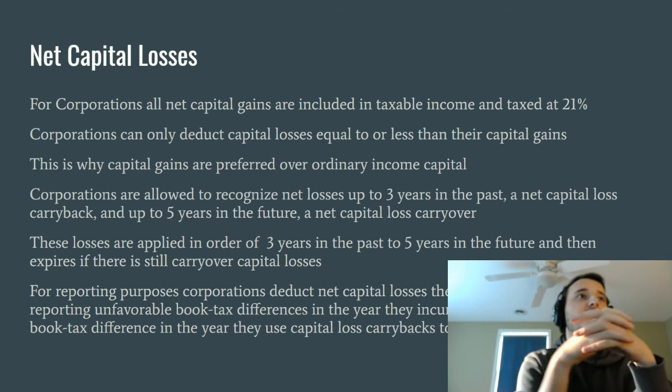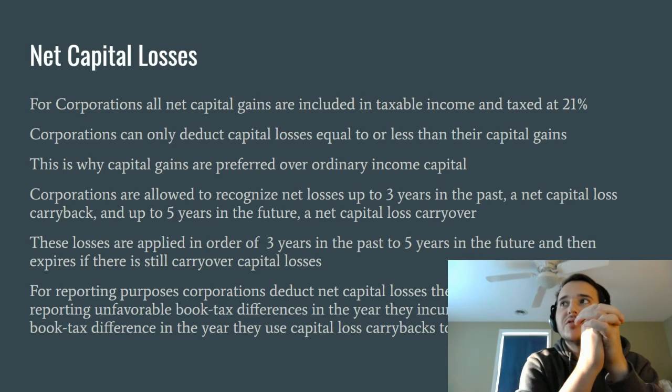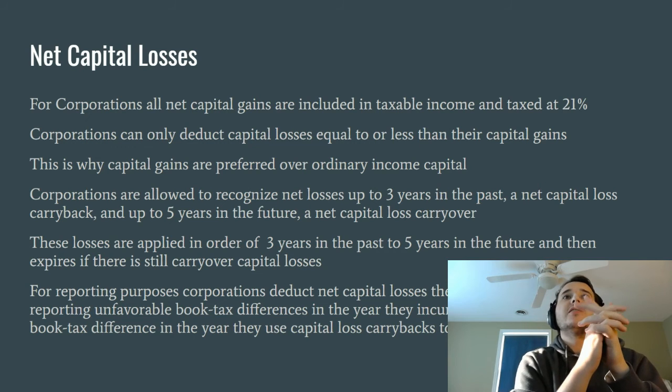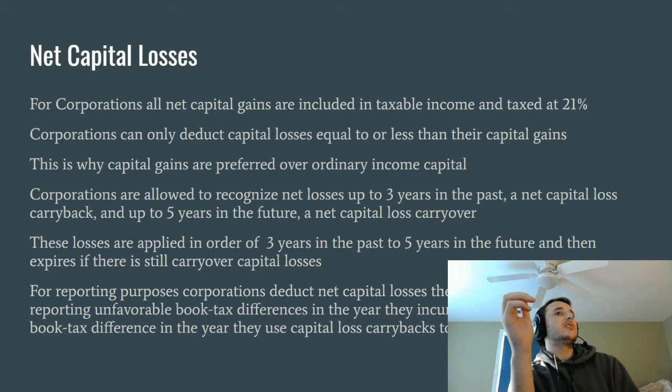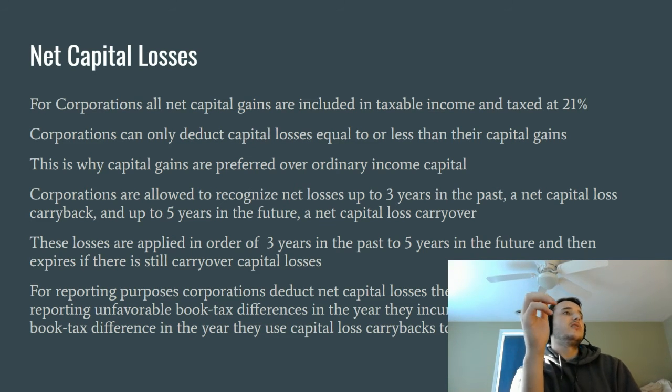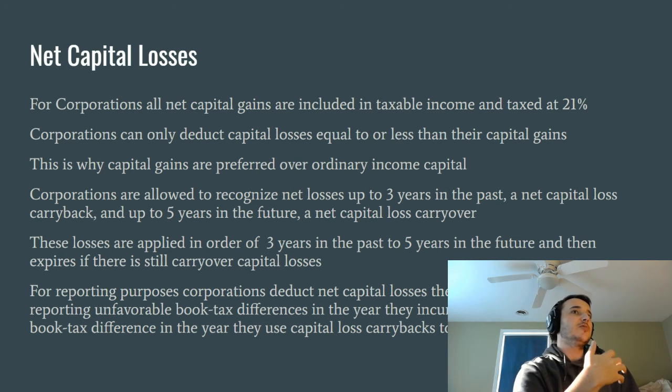Corporations are allowed to recognize these net losses up to 3 years in the past and 5 years in the future. If it's in the past, it will be called a net capital loss carryback, and if it's in the future, it will be a net capital loss carryover. These losses are applied in chronological order, so you will first try to apply it 3 years in the past, then 2 years in the past, then 1 year in the past, and then 1 year in the future.